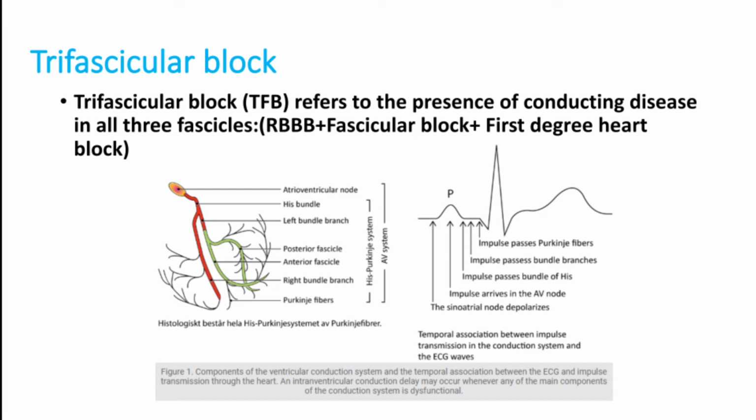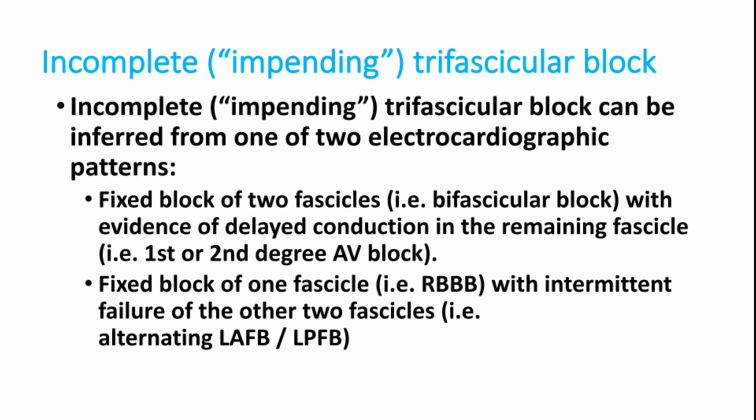Now incomplete or impending trifascicular block can be diagnosed from one of two electrocardiographic patterns. One is fixed block of two fascicles, that is bifascicular block, with evidence of delayed conduction in the remaining fascicle, that is first degree or second degree heart block. The other is fixed block of one fascicle, that is RBBB, with intermittent failure of the other two fascicles, that is alternating LAFB or LPFB. So fixed block of one fascicle with intermittent block of either of the other two fascicles. So that is impending trifascicular block.